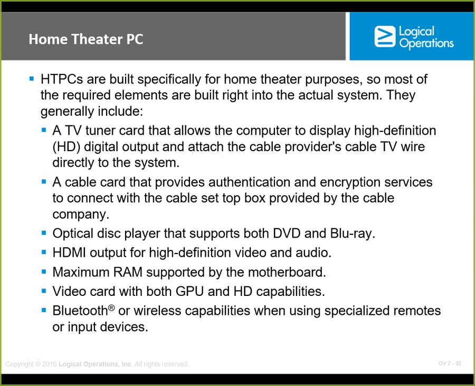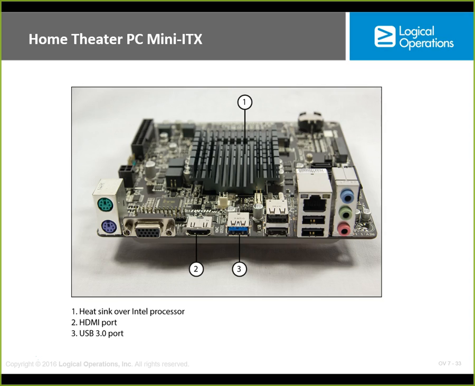Maximum RAM supported by the motherboard. Video card with both GPU, graphics processing unit, and HD capabilities, Bluetooth, wireless for remotes or input devices, and I also think wireless capabilities so that you can connect to your internet. Home theater PC mini ITX board, and you can see here the heat sink over the processor, the HDMI and the USB ports, and other ports that are available on it.